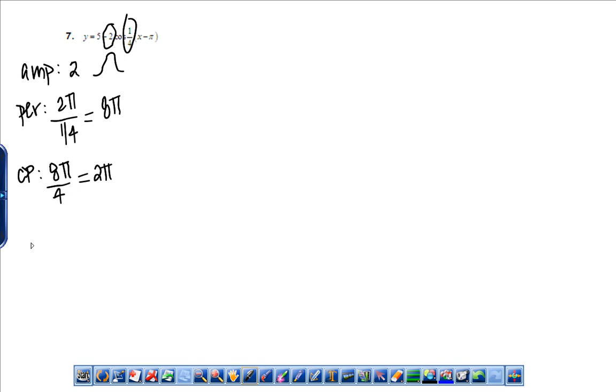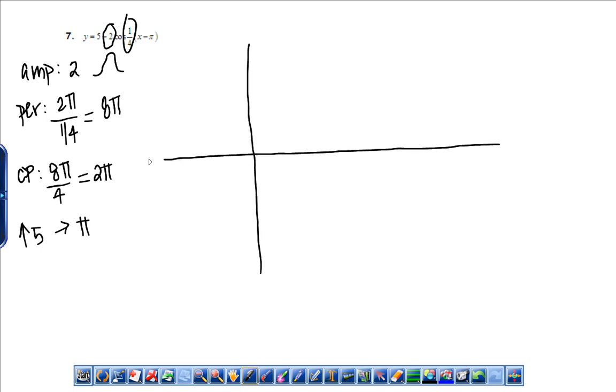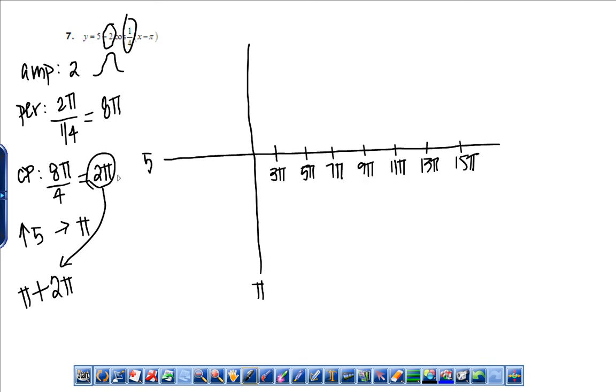Okay, let's look at our shifts. It looks like we're going to go up 5. We're going to go right pi. All right, let's look at this. So if we go up 5 and we go right pi, if we start at pi, we're going to add 2 each time. So pi plus 2 gives me 3. Okay, our amplitude. We started 5. We have an amplitude of 2. If you notice, I just kind of estimate on this just so that I can see the graph. So I'm going to go up 2 to 7, and I'm going to go down 2 to 3.